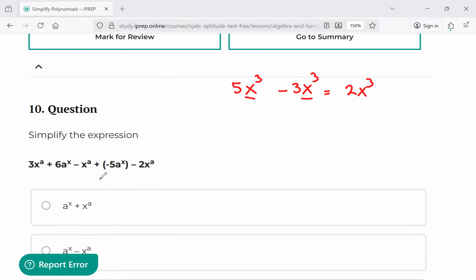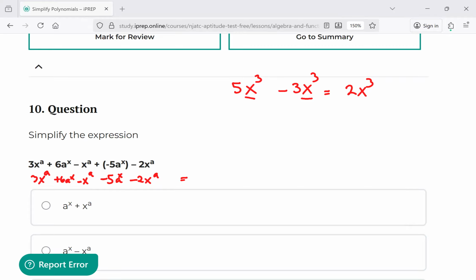So the good news is you don't really have to do foiling. You just have to collect like terms. So there's a plus minus. So really you don't need that. This is really negative 5ax, right? You don't need this extra plus. And then this is negative 2xa. Then it's all about collecting like terms. So you have a 3xa and a 6ax minus xa.